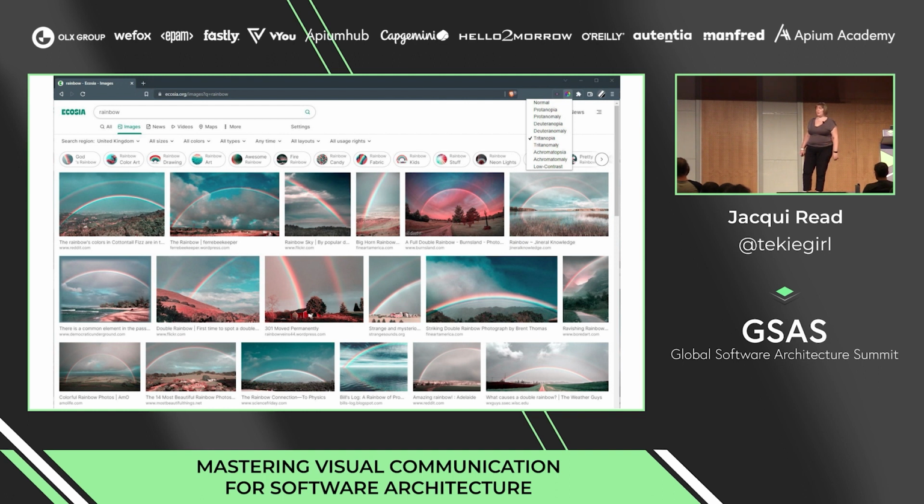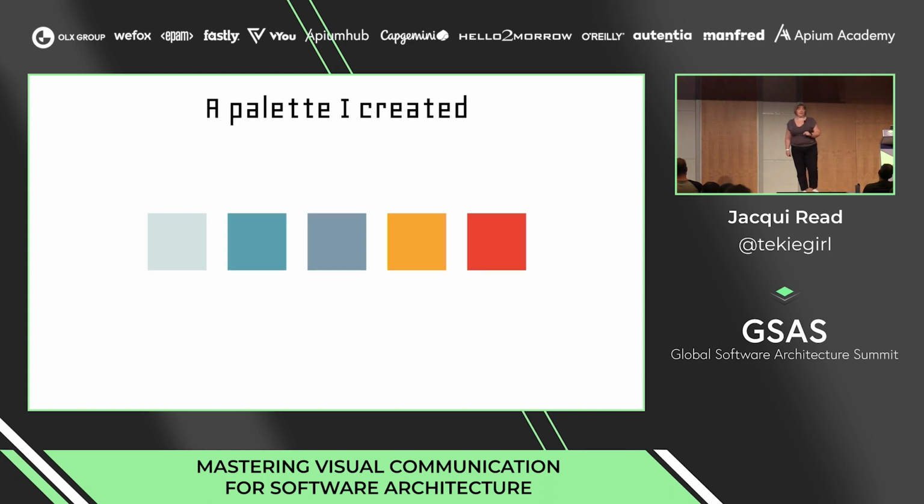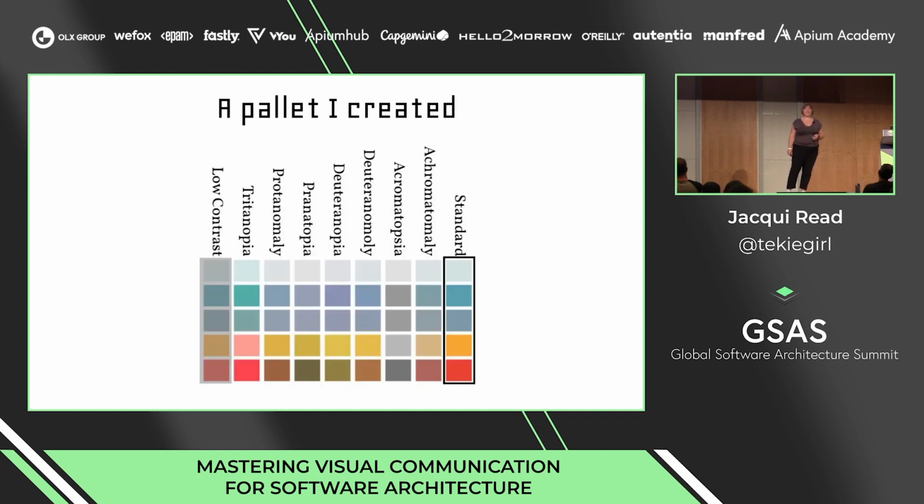So this is just an example using some pictures which I searched for, and you can actually simulate the different types of colour blindness. So let's go through the process. Here's a palette I created. I just pulled these colours out of a picture that I quite liked. I thought, oh, that looks nice. Then I've simulated it. And what you need to do is look at these vertical lines to check that people can actually tell the difference between the different colours.